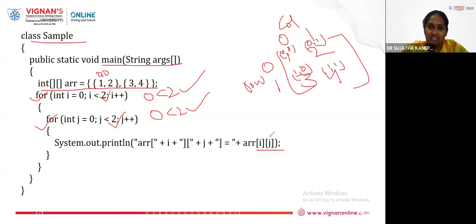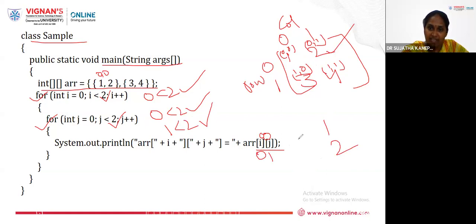Right. Initially ARR of 0, 0. Which element prints? 1 prints. Right. After that, j increments, j becomes 1. Again, it is less than 2. Condition correct. So, which element prints? The 0, 1 element. What is the 0, 1 element?